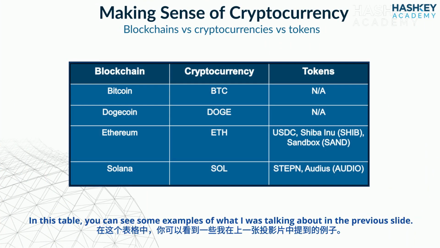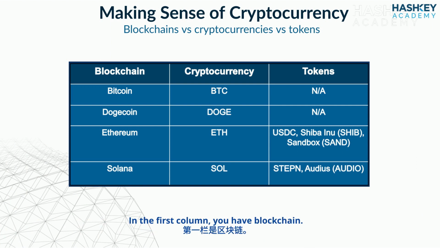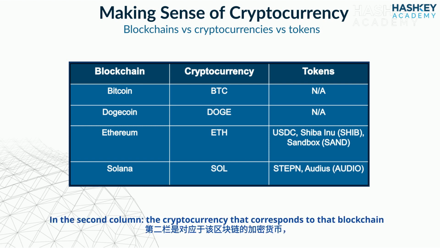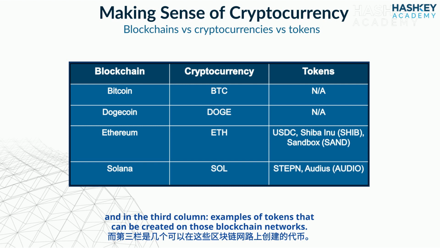In this table, you can see some examples of what I was just talking about in the previous slides. In the first column, you have blockchain. In the second column, the cryptocurrency that corresponds to that blockchain. And third column, examples of tokens that can be created on those blockchain networks.